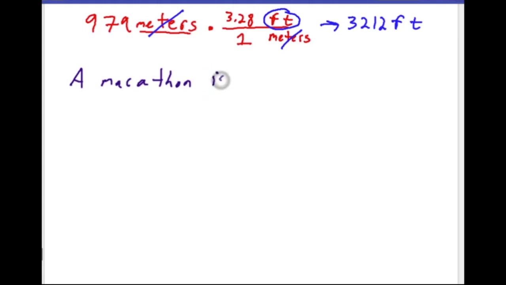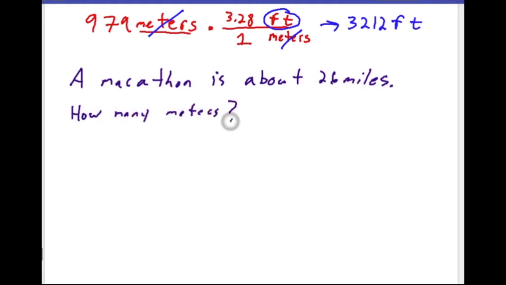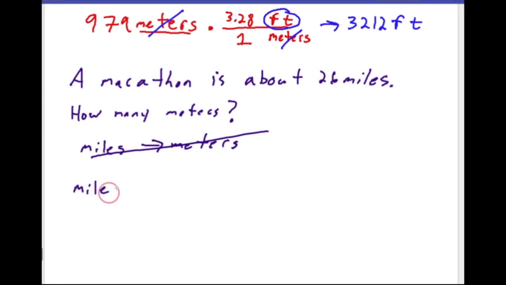But a marathon is about 26 miles. And let's say that we want to figure out how many meters this is. So 26 miles is equivalent to how many meters? Well, let's look for a conversion from miles to meters. You might actually be able to come up with this. You can find it online if you Google it, but we're going to take the long way to figure this out. Instead of doing miles to meters, we're actually going to end up doing miles to kilometers. And then we're going to do kilometers to meters.